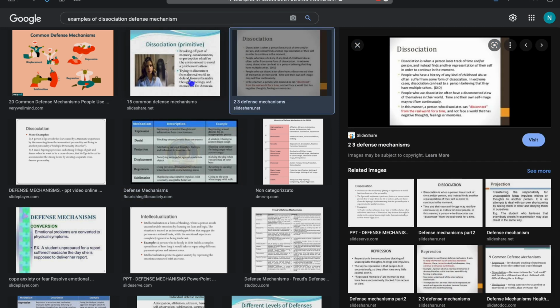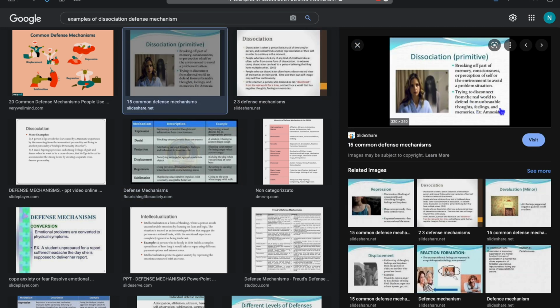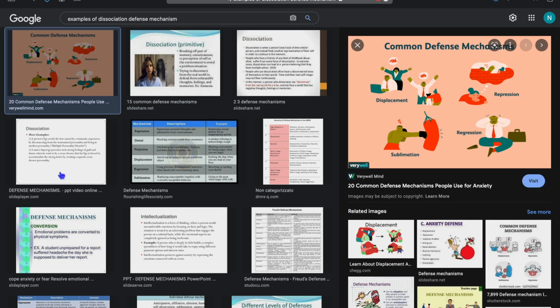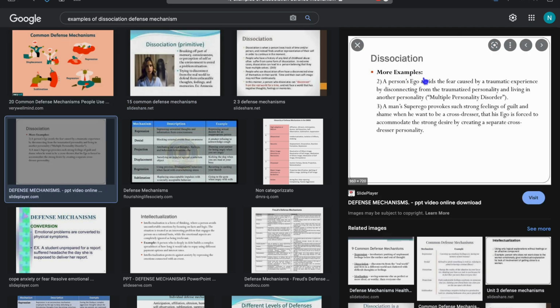Dissociation. A person's ego avoids the fear caused by a traumatic experience by disconnecting from it. A man's superego provokes such strong feelings of guilt and shame when he wants to be a cross-dresser that his ego is forced to accommodate the strong desire by creating a separate cross-dresser personality.